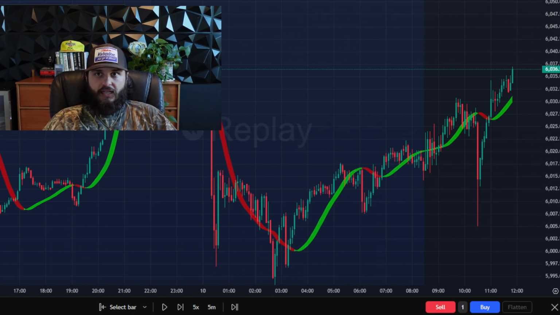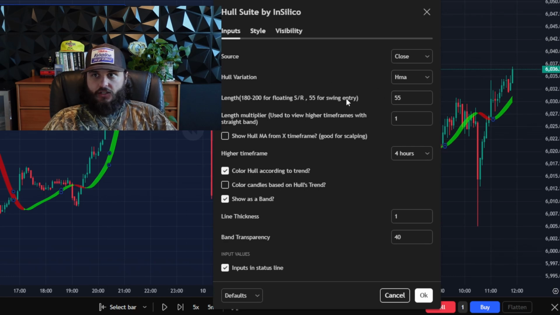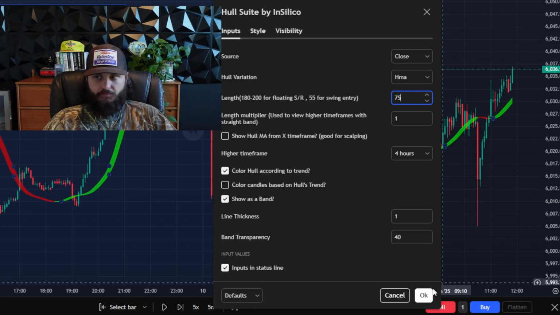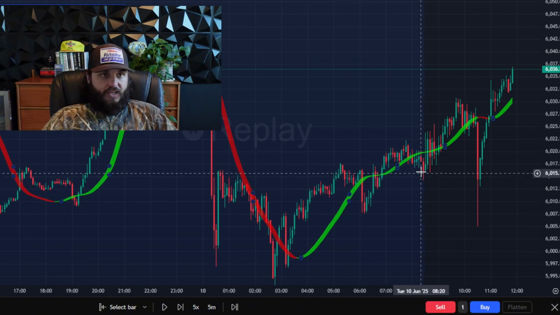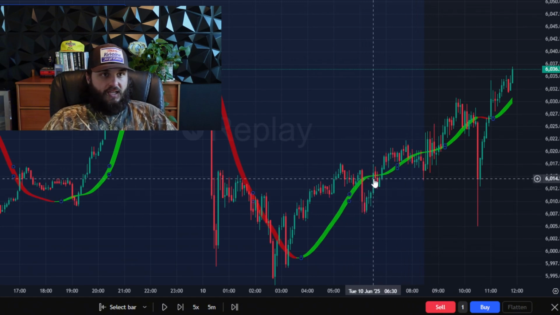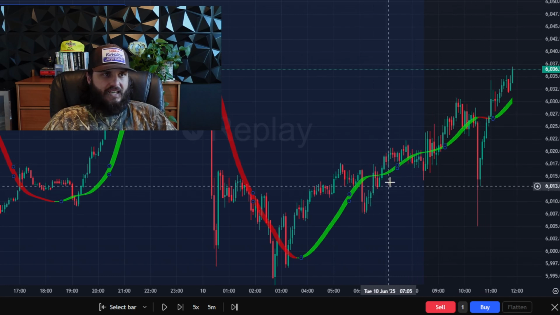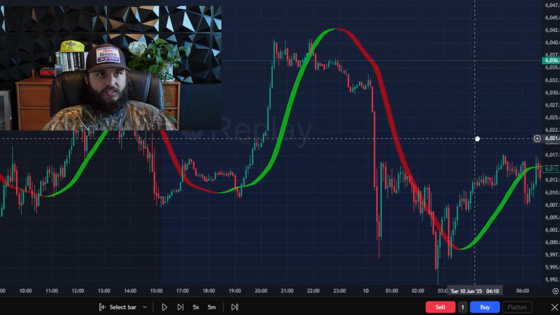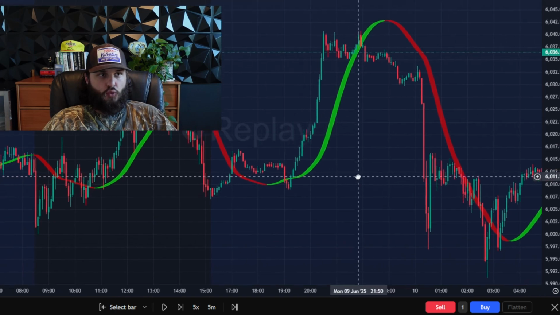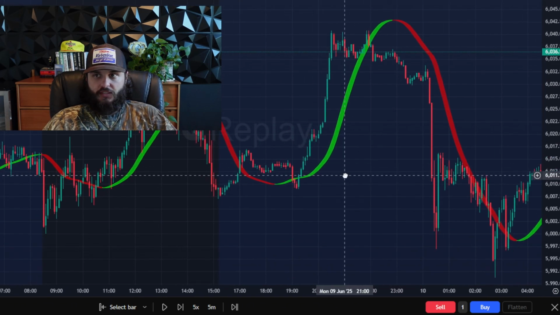Now, on the flip side of that, if you go to the settings here, you can adjust the length and the length multiplier. You can even adjust the multiplier. But like if I bring this up to, let's say, 75, we can see that it eliminates more of those false signals and kind of thins price out. And we can see that we have much smoother sort of opportunities.